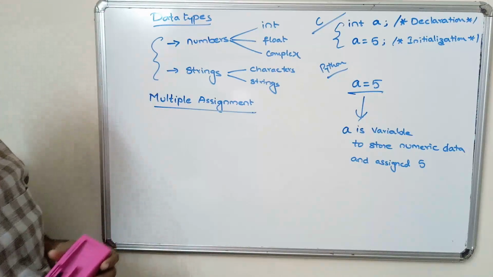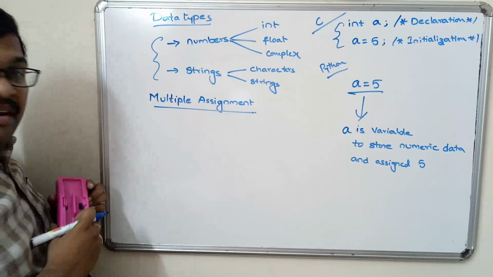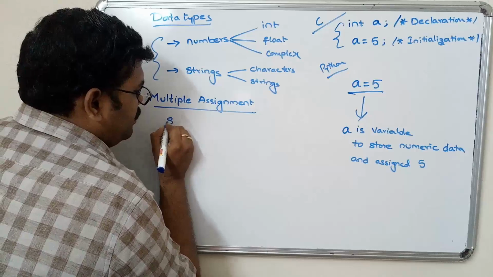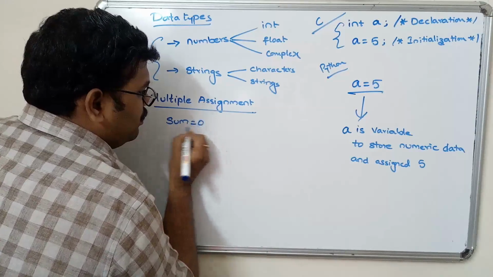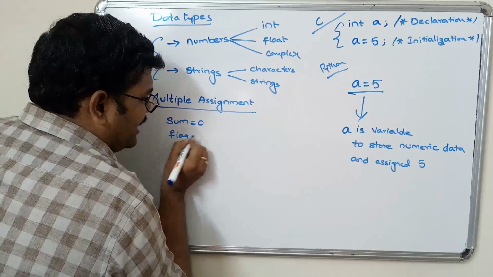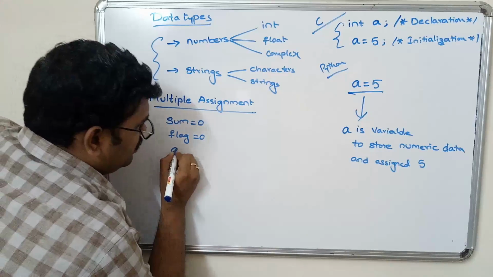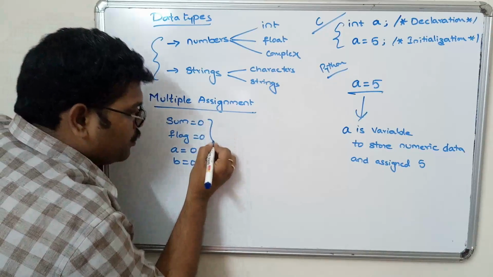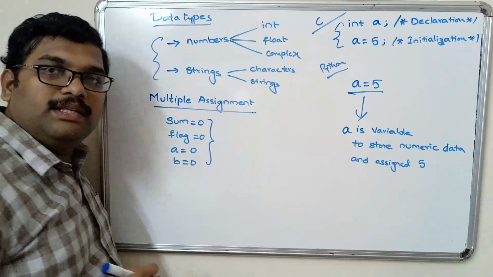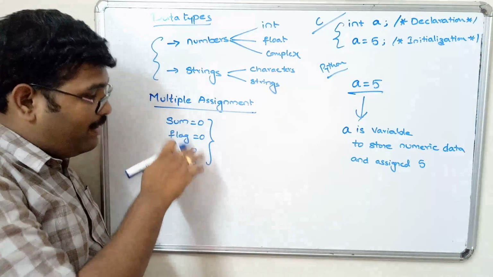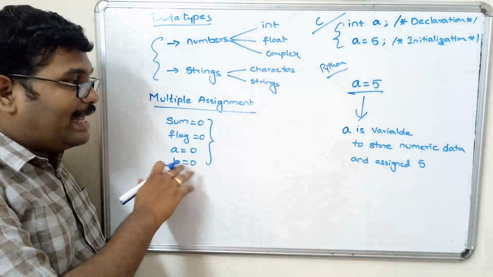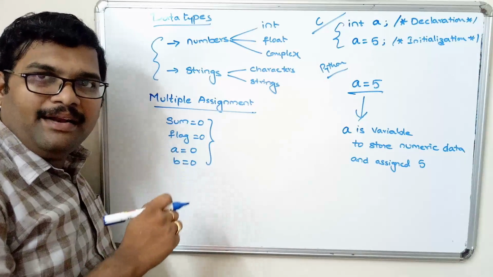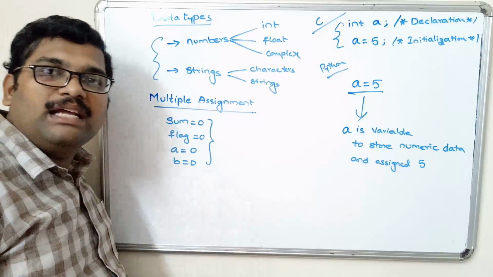Multiple assignment, right? So for example, sum is equal to 0, flag is equal to 0, a is equal to 0, b is equal to 0. If you want to declare these variables and assign values to them, this can be written in a single line by using multiple assignment.